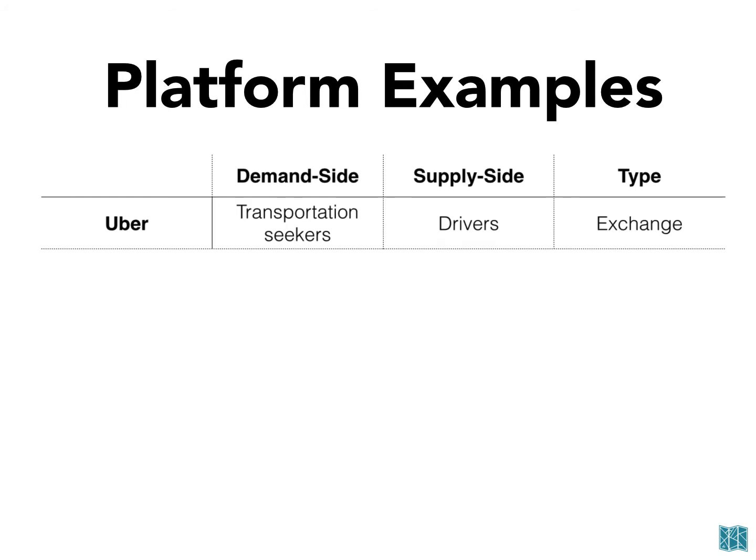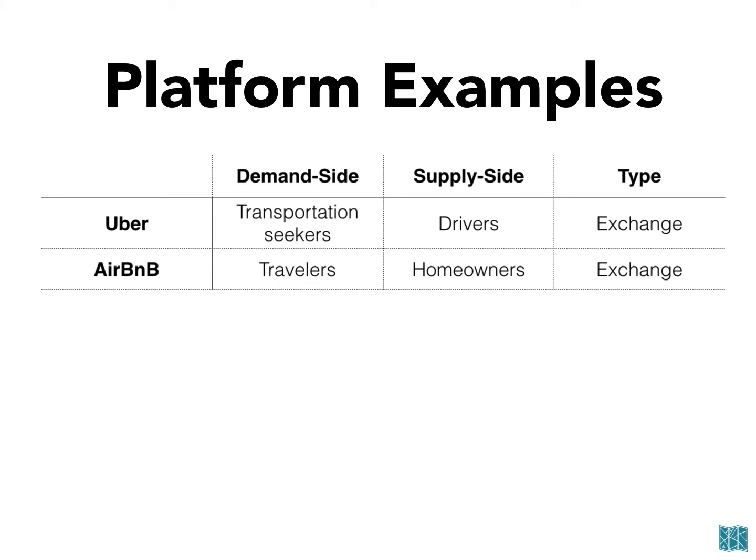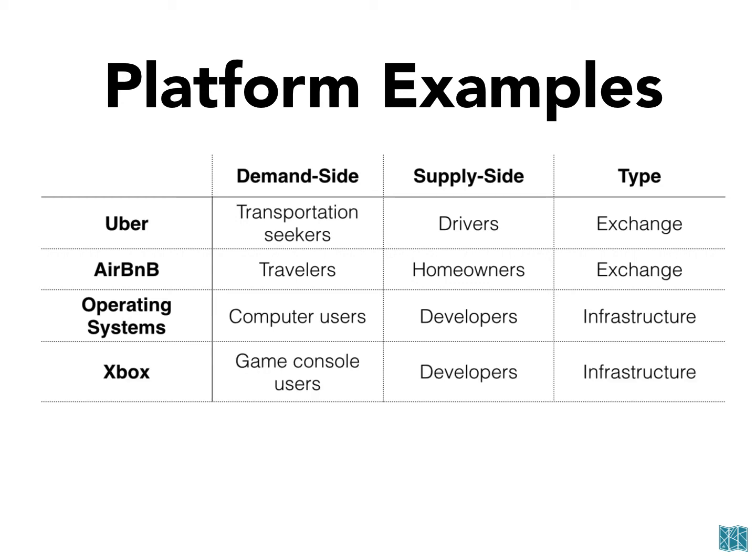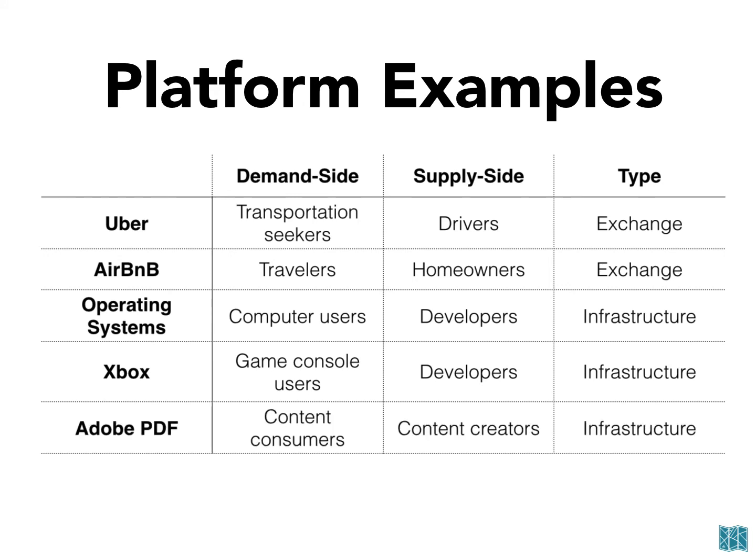Uber is one, where they're connecting a demand side of transportation seekers with a supply side of drivers. And it's really more of an exchange type business. Airbnb, the same thing with travelers and homeowners. But operating systems in general are also an example of this type of platform, where you have computer users who want to use software to solve some problem for themselves, and developers who have to make some investment of their time and energy and build applications to solve those problems. Very similar is Xbox or general gaming consoles and developers again.